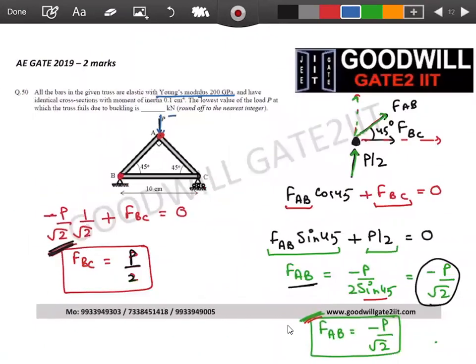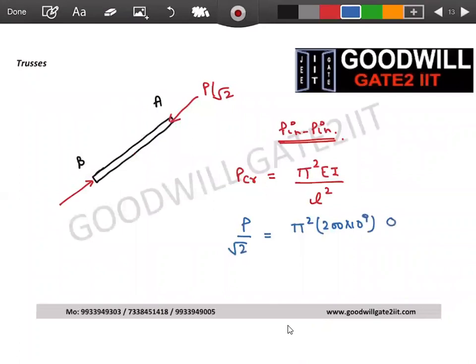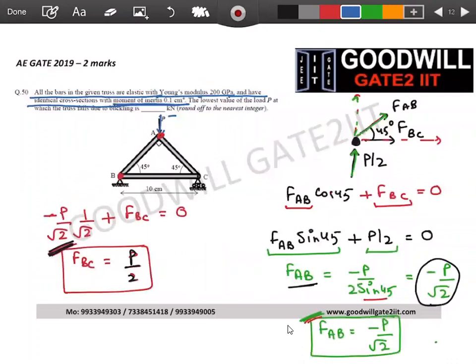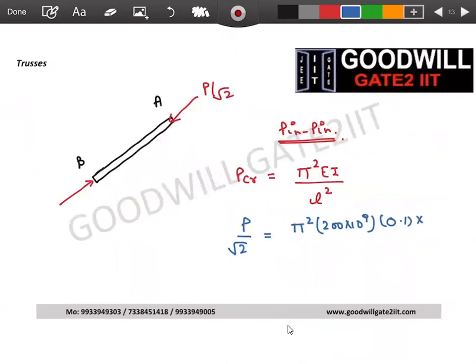Then I is moment of inertia and all the bars in the given truss have identical cross sections with moment of inertia of this, which is provided to you as 0.1. And this is given in centimeter to the power 4, guys. All right, so you need to convert this into mm, or if you like, you can convert this into meters, depending upon the units you need to play.